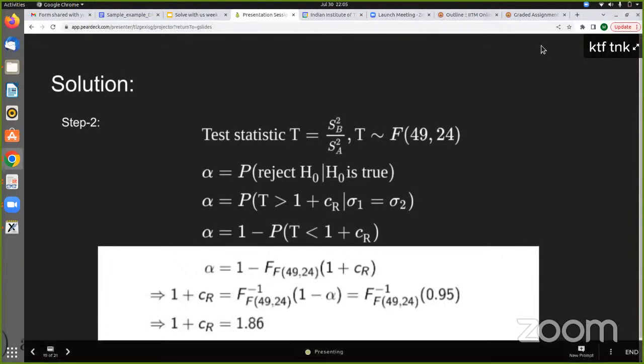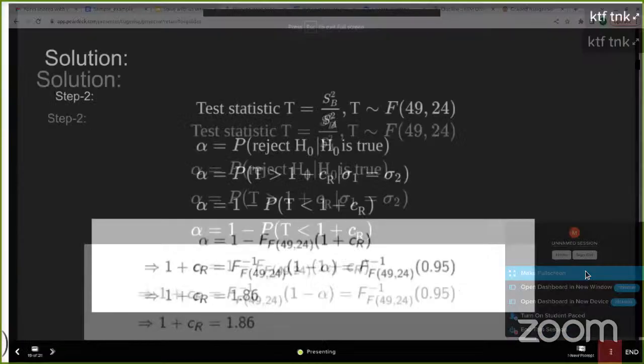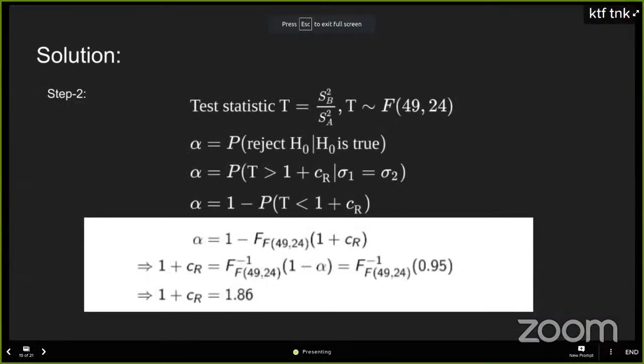Yeah, 0.975. But when we use 0.975, it will be a different value. It should be a different value. But you understand how to solve this, right? I will check with this and I will post the answer in the discourse.